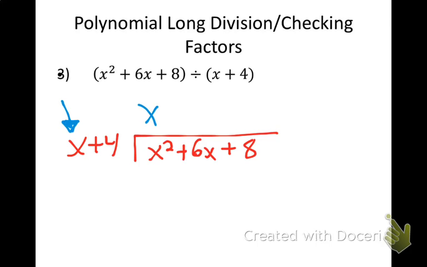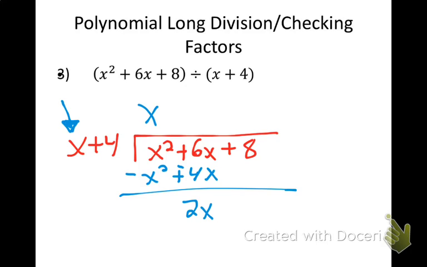And then I multiply back. X squared plus 4x. And then I switch the signs. Now it's tougher on something like this because that is a positive for x, so you change it to a negative. So make sure you understand that. So that would be a 2x. And then I bring down plus 8. X goes into 2x.